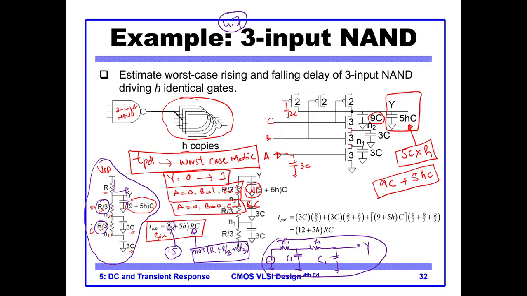So we have a propagation delay of rise equal to 9C plus 3C plus 3C. When you add all these, it gives us 15C. So the total propagation delay is 15C plus 5H into RC. Note, not R plus R by 3 plus R by 3, because it is not like the previous one.